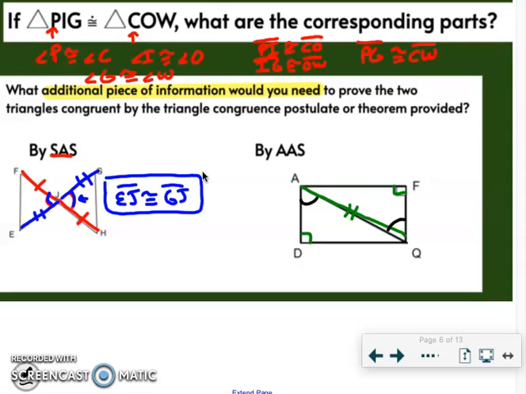So it could be angle DAQ needs to be congruent to angle, so I started with D, so FQA. Or there's another answer here this time. I could have chosen the top of A and the bottom of Q. So I could also need DQA congruent to FAQ. Either one of those would work. I just need 1 more pair of angles. That's all that I would care about.